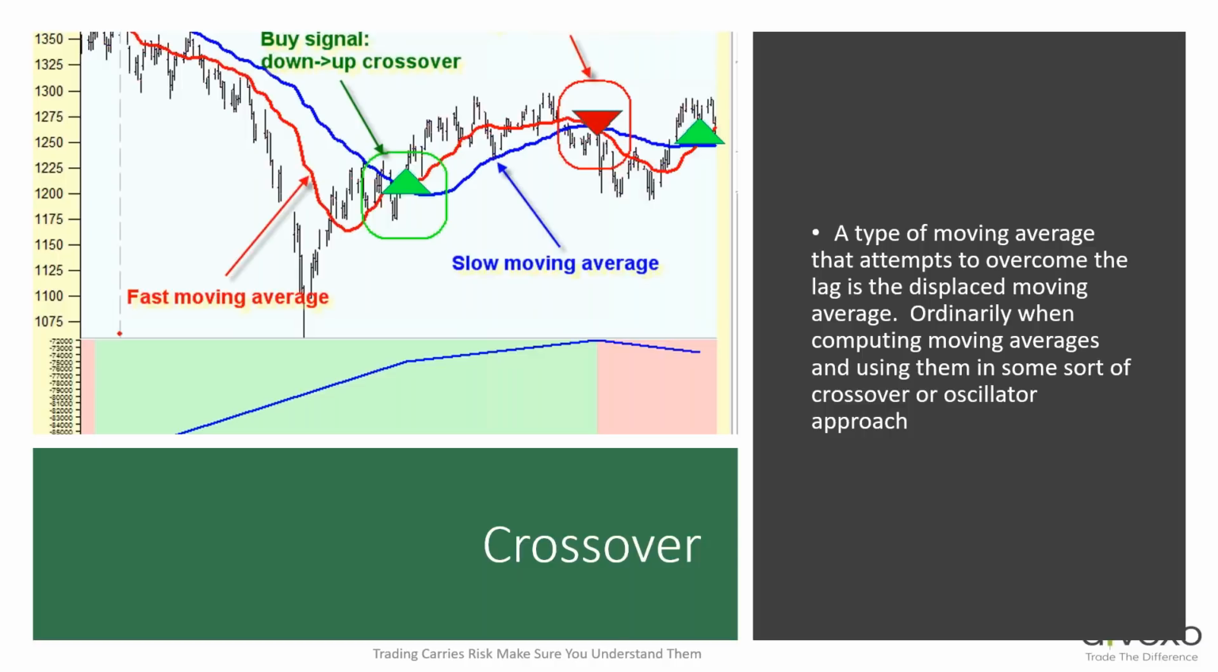So a lot of us have adapted, instead of using a simple moving average crossover strategy, to using an EMA, an exponential moving average crossover strategy, because by using the exponential moving average, we're getting a little bit less lag because we're now giving more weight, as I said earlier, to the more recent time frames. But this still doesn't overcome the lag.